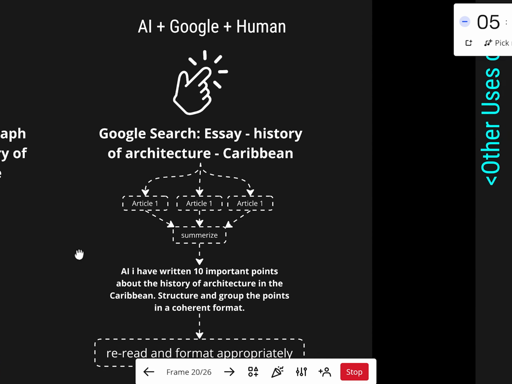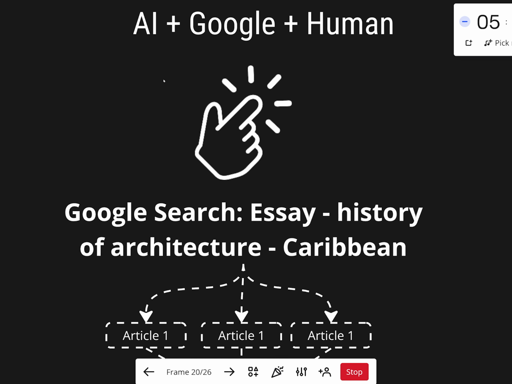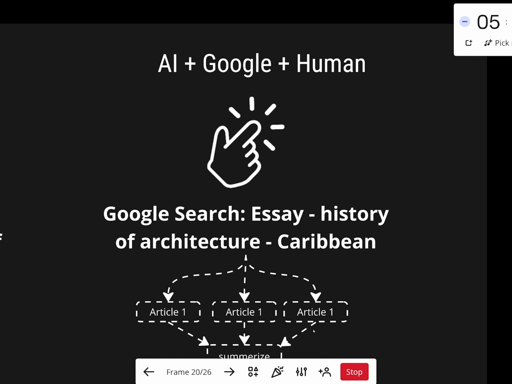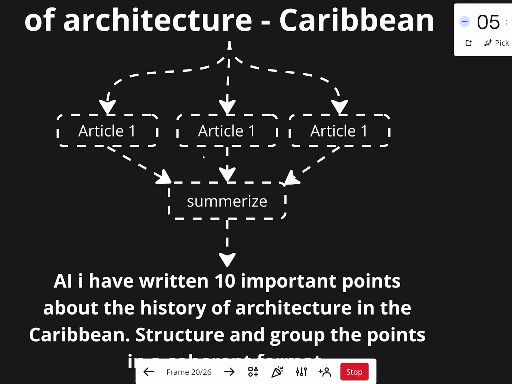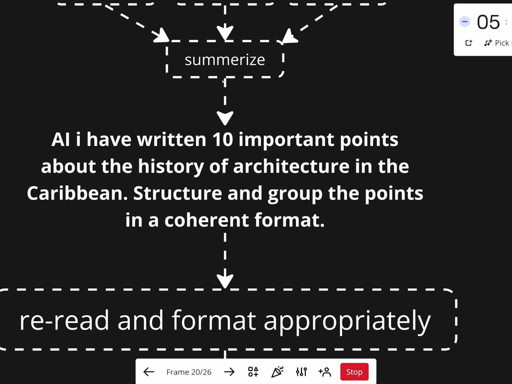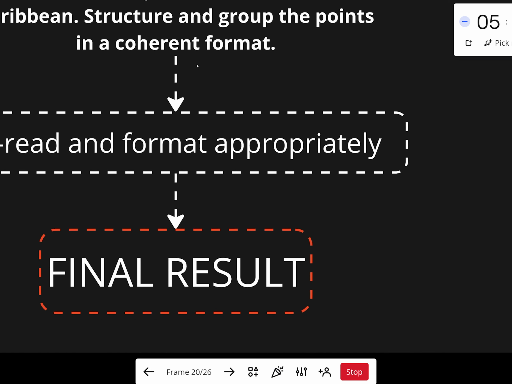Now look at this new method, AI plus Google plus human. Google search, history of architecture Caribbean. I have 3 articles. Let me summarize them. All right, I have written 10 important points about the history of architecture in the Caribbean. Structure and group these points in a coherent format for me. Thank you, ChatGPT. Bam! I got that.